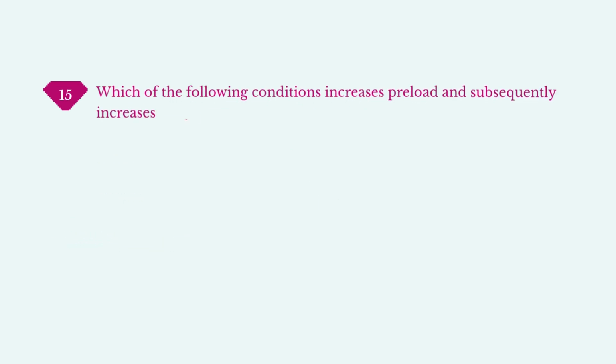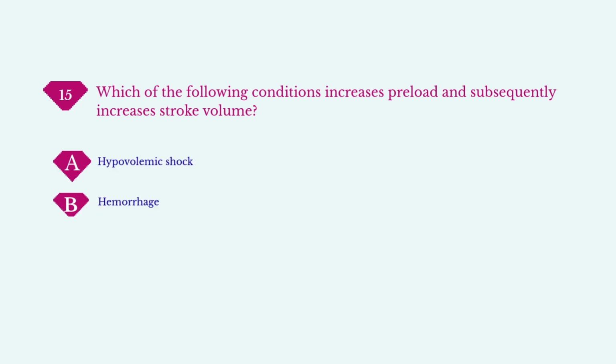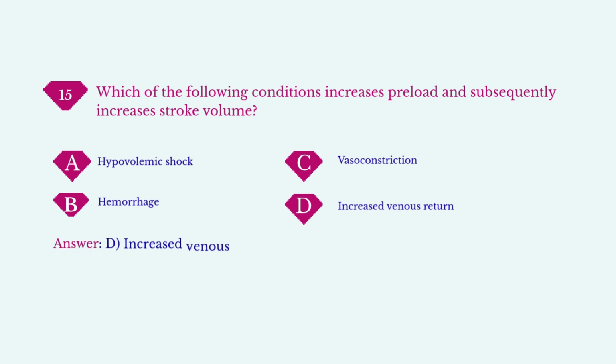Which of the following conditions increases preload and subsequently increases stroke volume? A. Hypovolemic shock. B. Hemorrhage. C. Vasoconstriction. D. Increased venous return. Answer: D. Increased venous return.